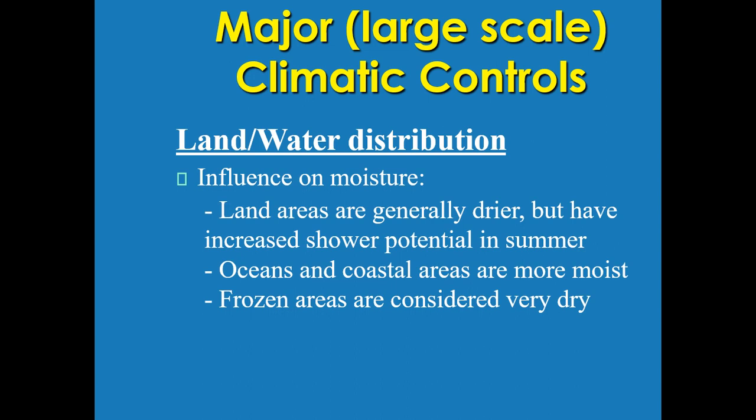Now, the land-water distribution, what about the influence on moisture? Land areas are generally drier, but have increased shower potential in the summertime. When the land is heated, especially if you get a maritime tropical air mass, very warm and muggy and sticky air, if you get the sun to heat up that land mass, there's a good chance you can get a pop-up thunderstorm and get an area or a brief period of heavy rain showers in the heating of the day during the afternoon or early evening hours.